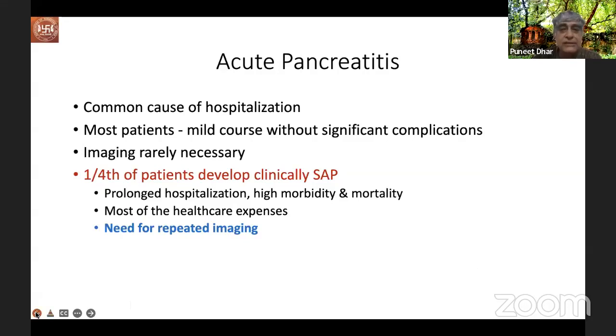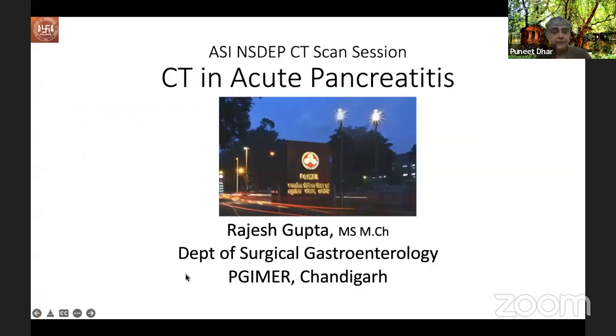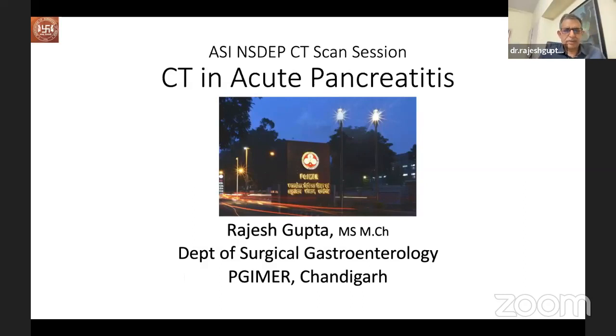Thank you, Sanjeev, for a very lucid presentation on one of the most vexing issues where CT is probably used most frequently. And finally, we end up with Dr. Rajesh Gupta, professor at PGI Chandigarh, with one of the largest experiences in the country with acute pancreatitis. He's going to talk on CT in acute pancreatitis. Thank you, Puneet, and the scientific committee of the ASI for this opportunity.